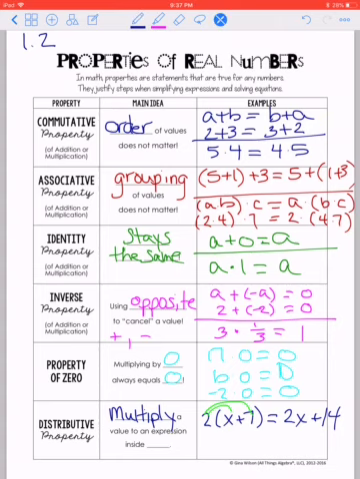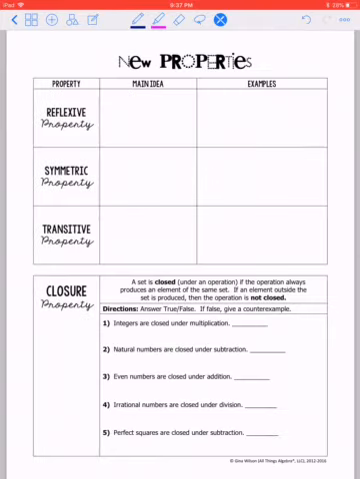Let me switch to the back side here. All right, so those first properties you should be pretty familiar with. I'm going to show you 3 new, or somewhat new, probably. First, the reflexive property. This is when a value, so some number, value, or expression, is equal to itself.